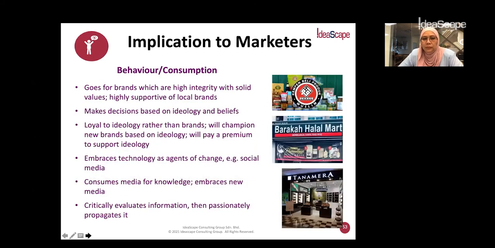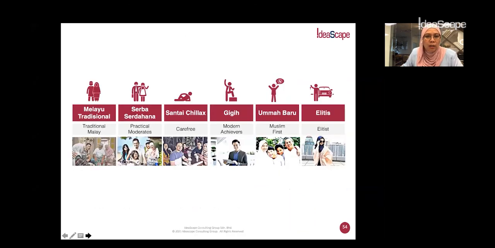What does this mean for us? These people will go for brands which are highly correlated with what they're looking for. Brands that have high integrity, solid values, and they tend to want to support local brands, okay? They will make their decisions on ideologies and beliefs, and they will go, like I mentioned, the extra mile. Media consumption is mainly for knowledge. They will spread the word to their team, and chances are they will embrace new media to do this. So that is the Six Malay Segments in a nutshell.